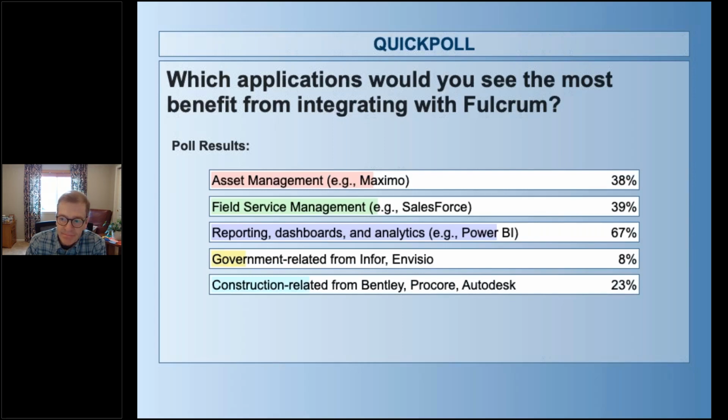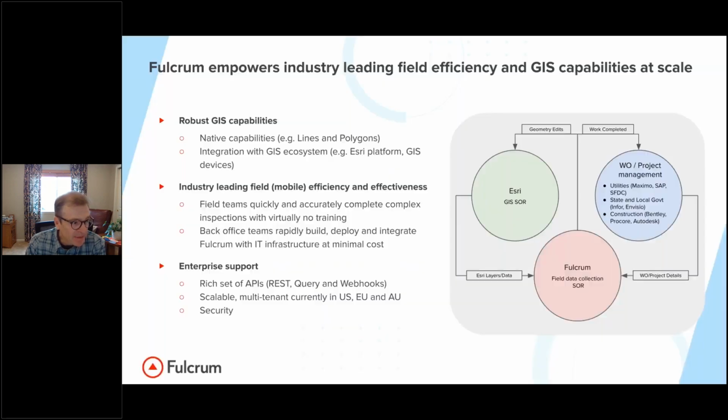Interesting result here. Clearly, the analytics and dashboarding side of the house has a strong pull. Two thirds of our audience are looking for that kind of capability. And again, these numbers add up to more than 100% because you could select more than one. And then second behind that, neck and neck, field service management and asset management at 39 and 38% respectively. Good stuff. Yeah, great. That's really helpful for us too. Very interesting results, consistent with what we've been seeing. So that's really great to see. Thanks for participating in that.